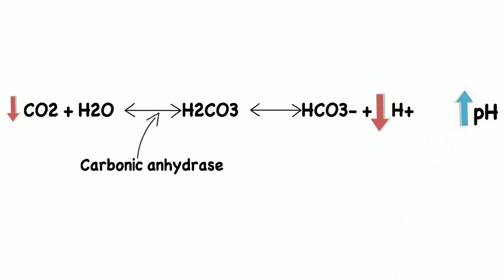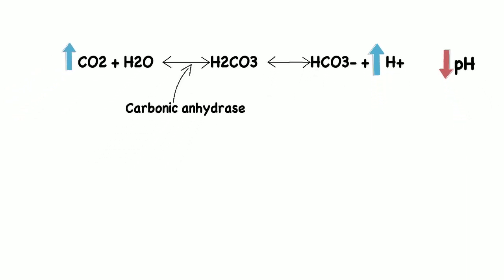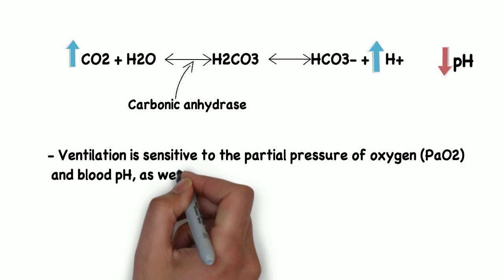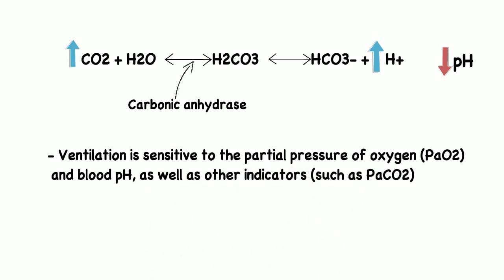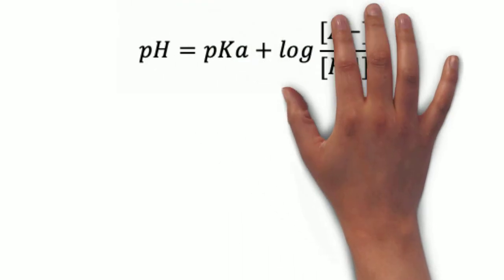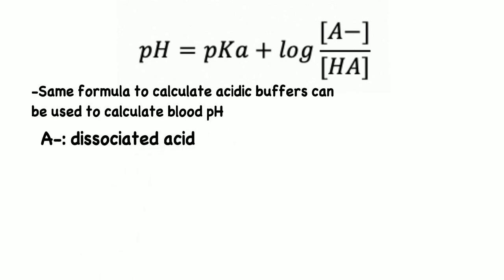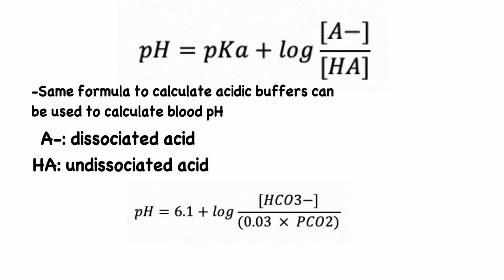On the other hand, increasing carbon dioxide concentrations in the blood is equivalent to increasing hydrogen ions in the blood and decreasing blood pH. The control of ventilation will be explored in another video, but it is worth noting that ventilation is sensitive to the partial pressure of oxygen and blood pH, among other indicators. The formula to calculate blood pH is the same to calculate any pH buffer, where A- is the dissociated acid and HA is the undissociated acid. When it comes to the blood, this formula is as follows.